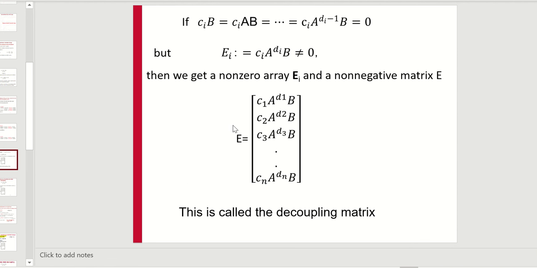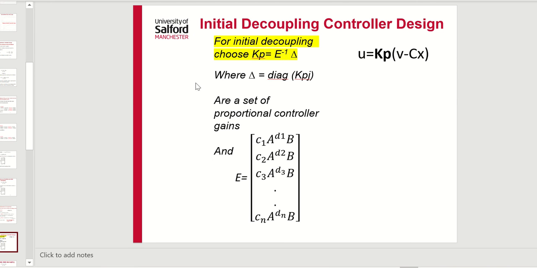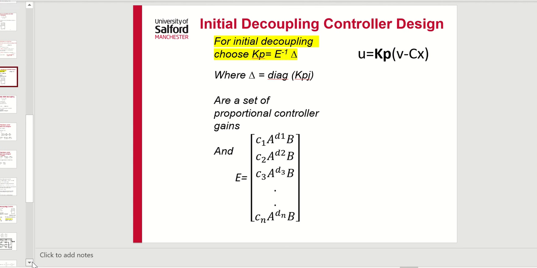And then what we do is we compute the decoupling matrix. We make sure it's full rank. And if it is full rank, we're able to deploy the inverse of the decoupling matrix as the controller structure for our proportional controller. So this is a first stage in our design. To achieve initial decoupling with the controller u equals Kp times v minus Cx, well, that's a matrix there. We could choose Kp as the decoupling matrix inverted times a set of diagonal gains. So we've got some tunability in it as well. So this is the first part of our design, and it involves computing the decoupling matrix and using the decoupling matrix inverted as the structure for our proportional controller.